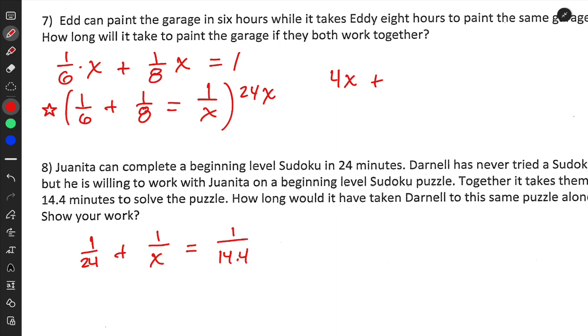24/8 is going to give me 3. So this is plus 3x, and that's just going to equal the number 24. So 7x is 24. Therefore, x is 24/7. And if I express that as a decimal, I've got 3.43.